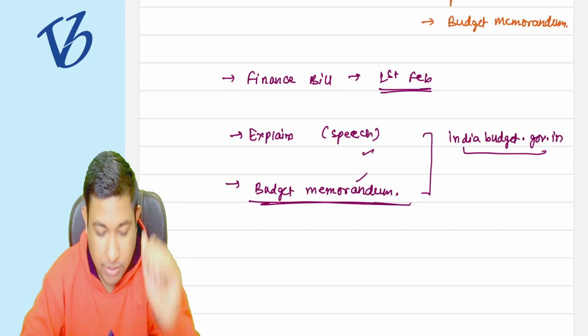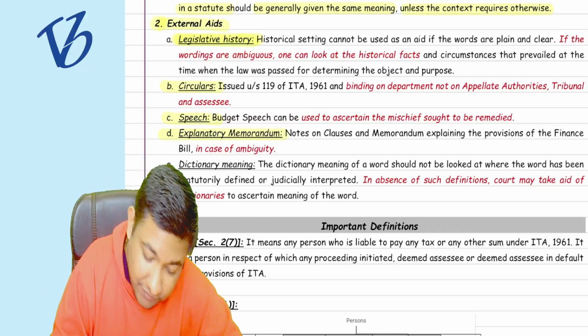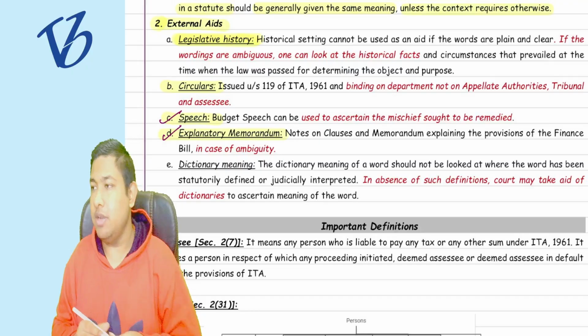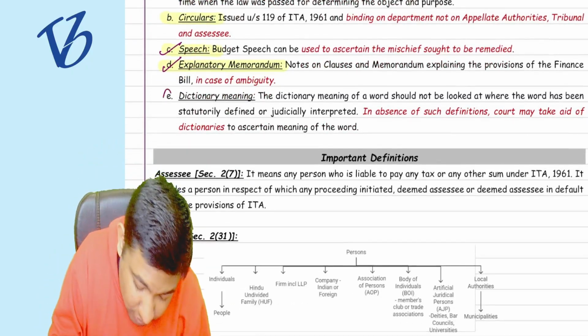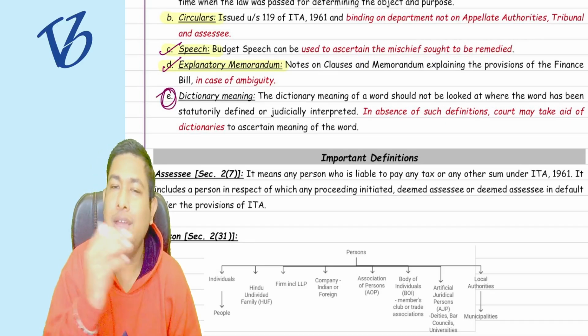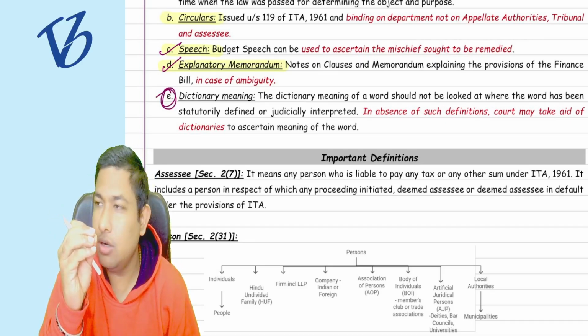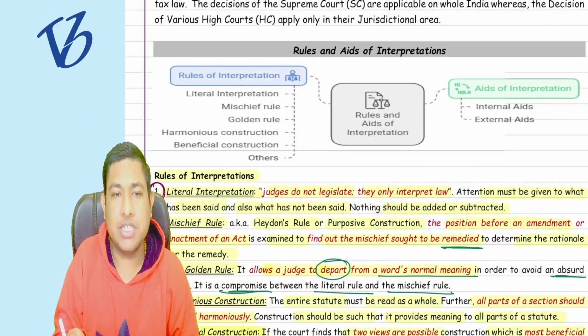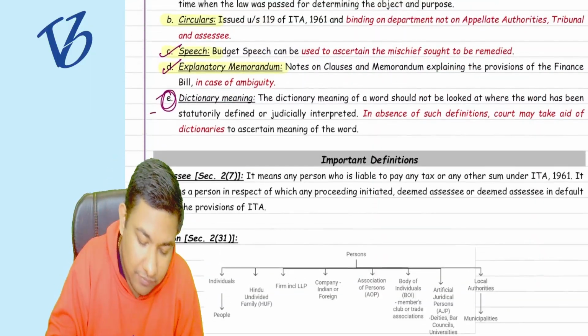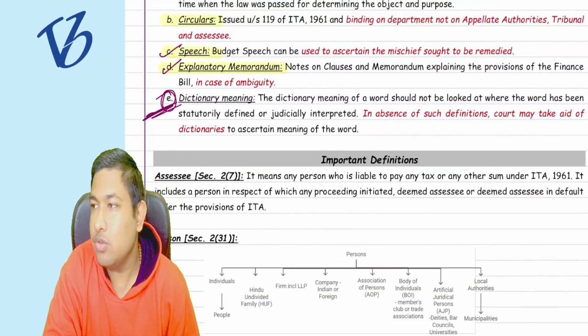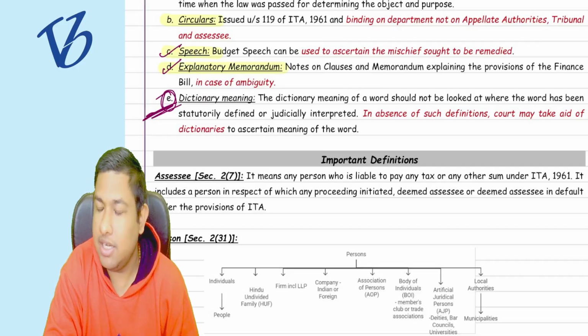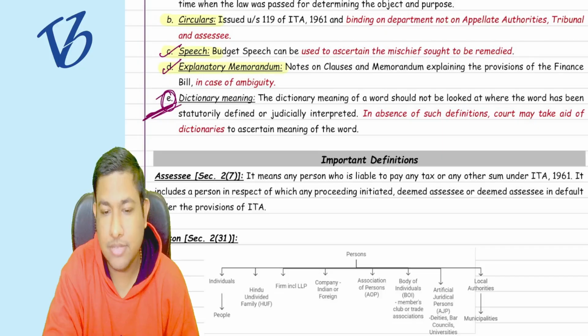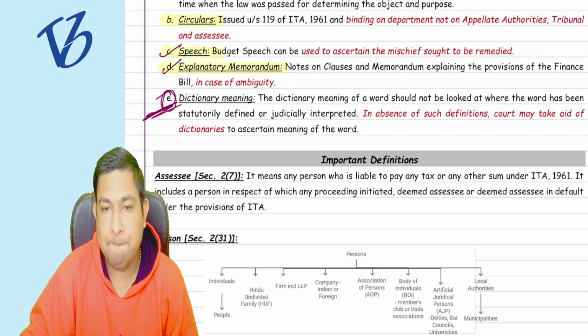Now, moving forward. This is very much clear to you. Now, we have understood the speech and the explanatory memorandums as well. Coming to the last thing, that is the dictionary meaning. If there is no word defined in the particular law, what do we have to do? The first rule is the literal interpretation. So to do the literal interpretation, we need to see the dictionary meaning. Understood clearly? Very easy. Very easy or not? Tell me this. Shall I move forward?